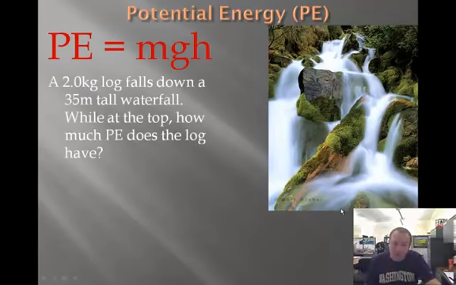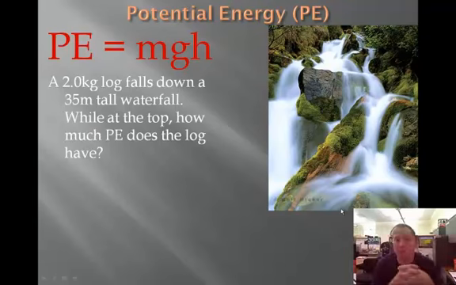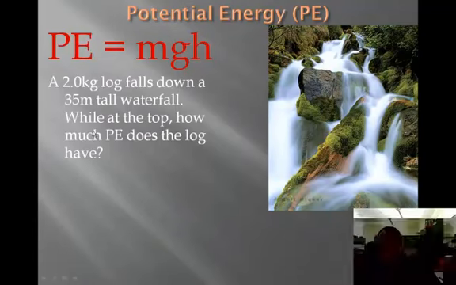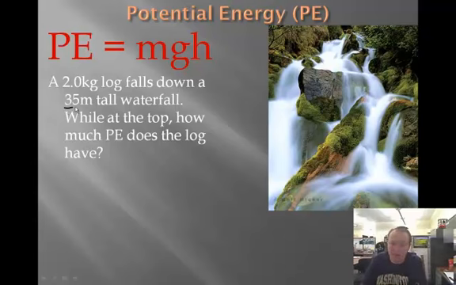Here we go. First one is gravitational potential energy. It's very important that we think of it as gravitational. So here's our equation for it. Potential energy is mass times gravity times the height. The height that it's going to fall through, the height that it is above something.